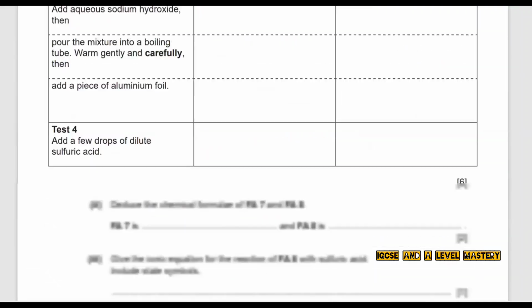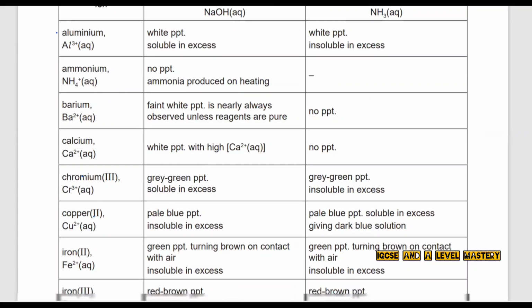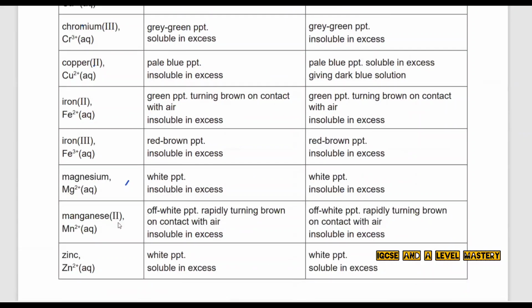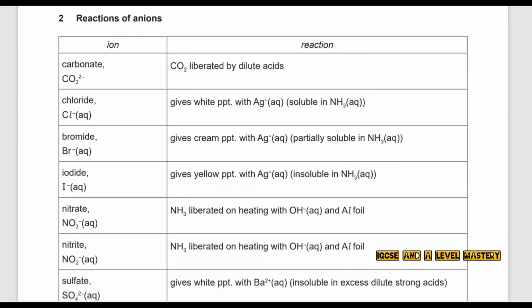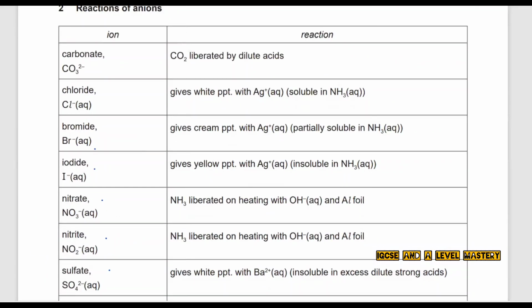So if we look at the qualitative analysis sheet, these are the possible cations, which are aluminum, ammonium, barium, calcium, chromium, copper, iron 2 and iron 3, magnesium, manganese, and zinc. And the possible anions are carbonate, chloride, bromide, iodide, nitrate, nitrite, sulfate, and sulfide. Next is the gas test. So these are the possible cations and anions which can be seen in your salt.